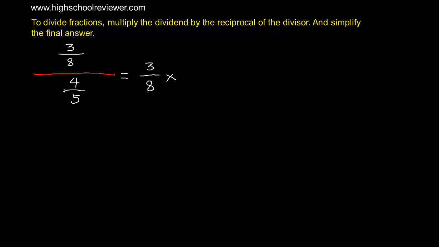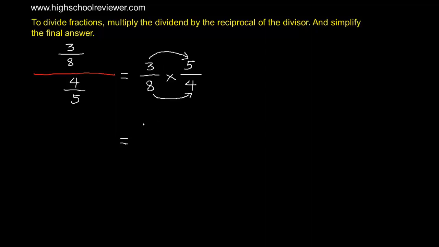When we speak of reciprocal, the numerator becomes the denominator, and the denominator becomes the numerator. So the reciprocal of 4 over 5 will be 5 all over 4. And now we are multiplying fractions. The rule in multiplying fractions is to multiply all the numerators and also multiply all the denominators.